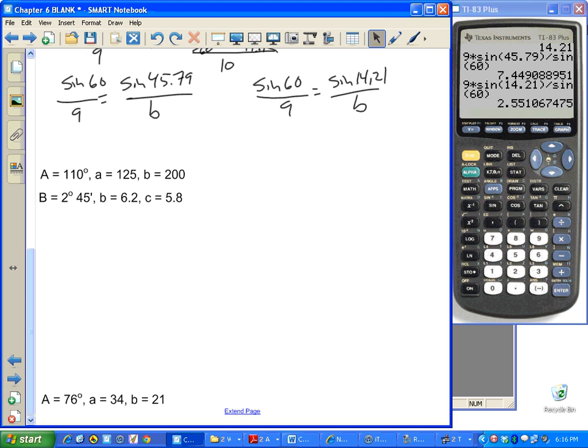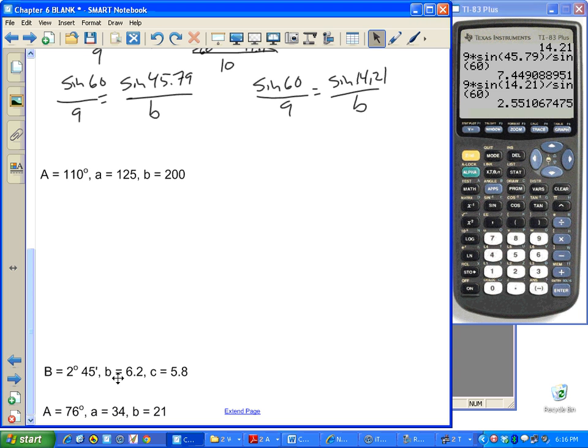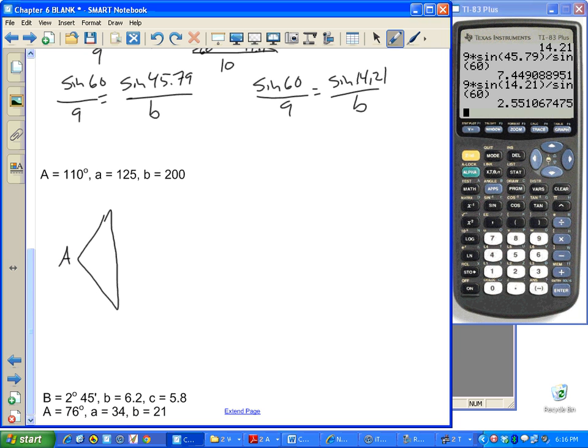Let's look at another example here. So I've got angle A is 110. Side A is 125. Side B is 200. Okay? So this again is angle, side, side. Okay, so if you spell that out, that should be a hint that it's a special case. So that's an easy way to remember it's a special case.